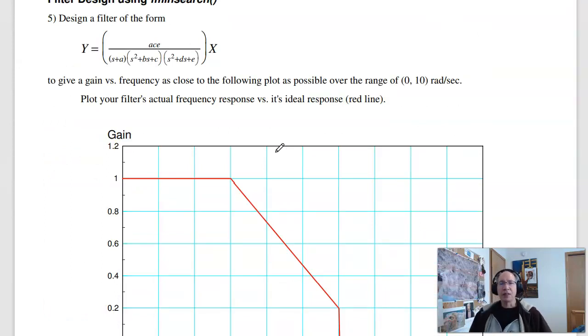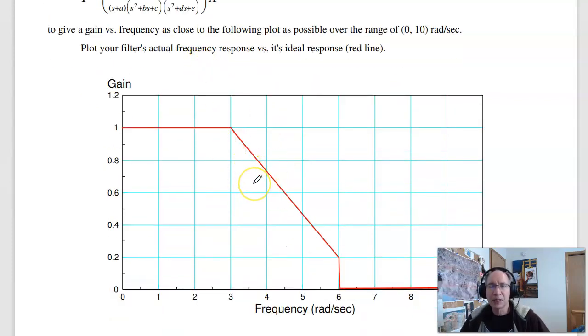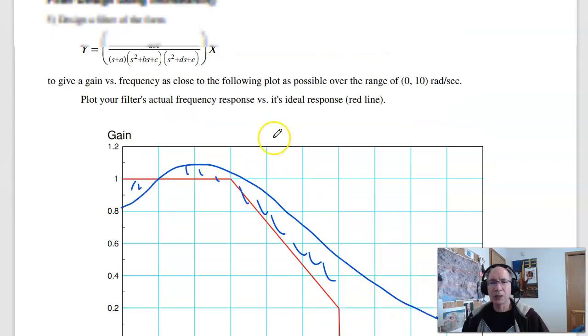Problem 5 is come up with a filter of this form that has roughly this gain versus frequency. This is where the MATLAB program fminsearch is really useful. I'm going to guess A, B, C, D, E, and that'll give me some filter. Take the difference between the two. Add up the sum squared difference, and that's how good my filter is. If the difference is 0, I nailed it. That's the right filter. How close can I get? Given the constraint, I only have 5 parameters to play with, and they're in this form.